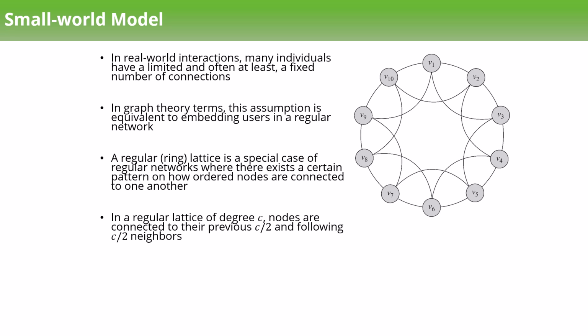A ring regular lattice. A ring regular lattice is a special type of regular network. Imagine all people arranged in a circle. Each person is connected to people close to them on the left and right. For example, if the degree is fixed, every node connects to the same number of previous and following neighbors. So the network is highly organized and regular.